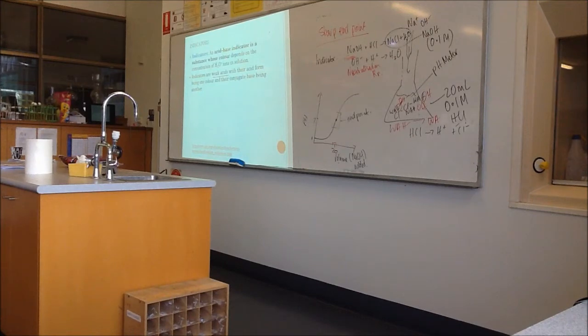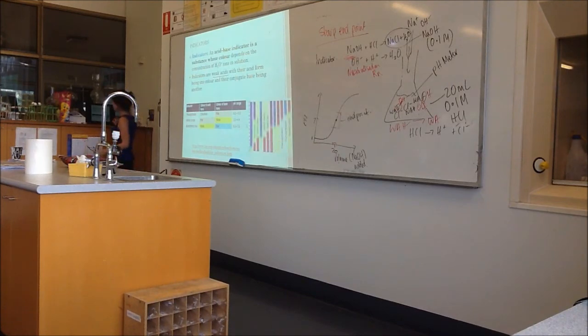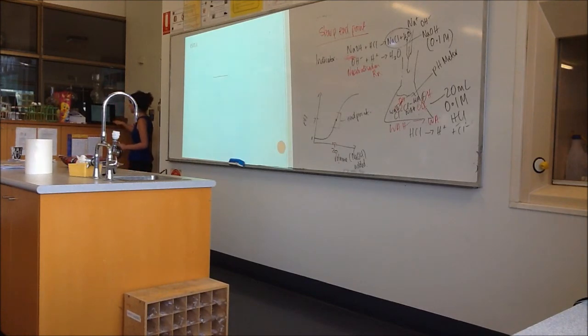Do you get what I'm saying, Alex? So if you've seen that your solution has just changed colour because of the indicator in it, it's not that much of a big deal. Exactly. Because it changes pH very rapidly with a small number of drops, because of the way indicators work. Okay, now we've got these ranges of indicators.